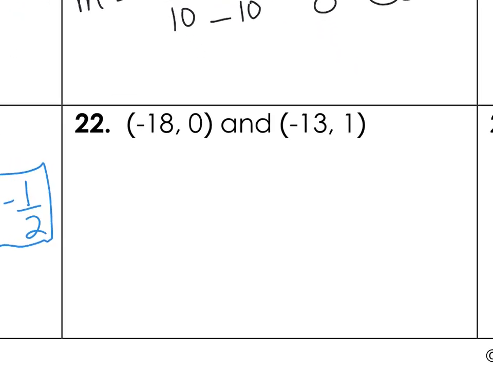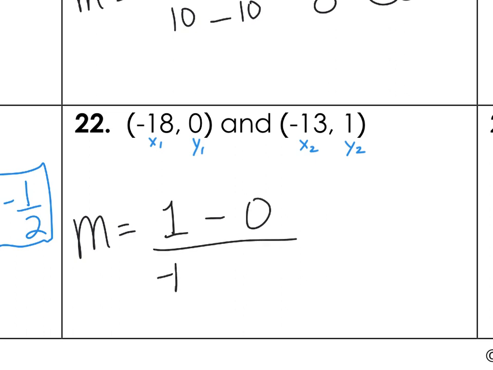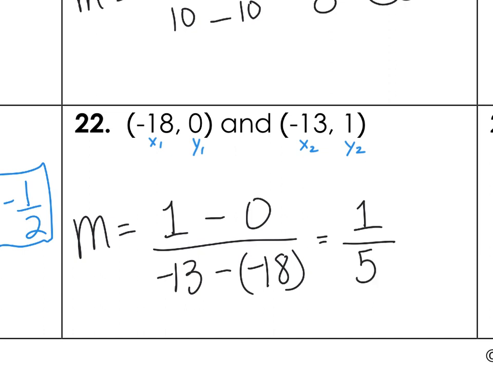Pause if necessary. All right, slope X1, Y1. I still label them because I will lose track. So that's how I roll it. 1 minus 0 because Y2 minus Y1. X2 is negative 13. X1 is negative 18. Okay? That should be 1 minus 0 is 1. And negative 13 minus a negative 18, I think that's 5. It is. So 1/5 is my slope.